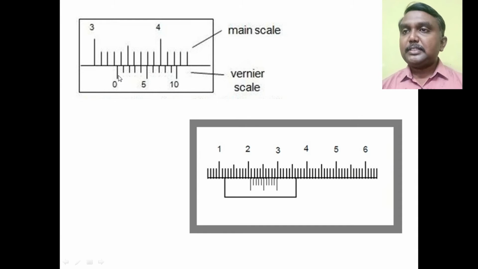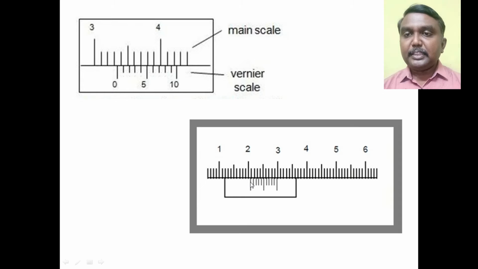And for the vernier coincidence, if you look at these 10 divisions, any one of the divisions is coinciding with one of the MSR lines. You don't bother about the value of MSR; we must only concentrate here. The first one is not coinciding, the second one is not, the third is not, and the fourth is approximately, almost equal. So the VSC value is 4.